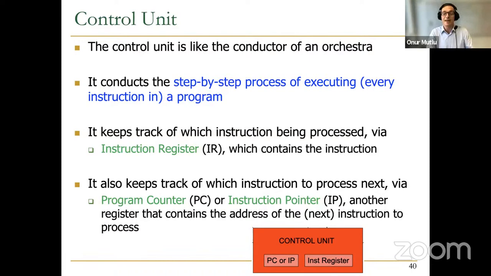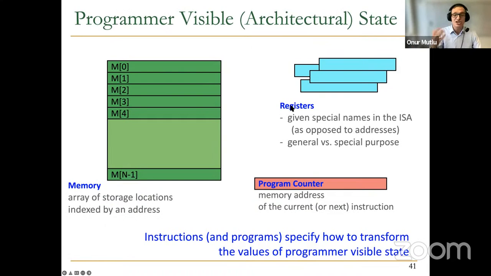So a control unit is really what enables a computer to work in the end. So this brings me to programmer visible or architectural state. There are some registers in the system that are visible to the programmer. There are some registers that are not visible to the programmer. And whenever you program, you do not see the invisible registers. You cannot manipulate the invisible registers, but you can manipulate what's visible to the programmer.